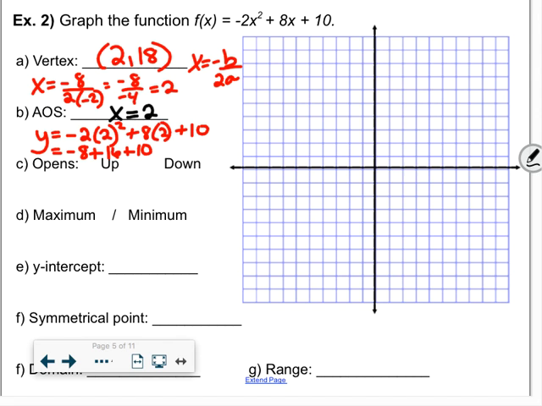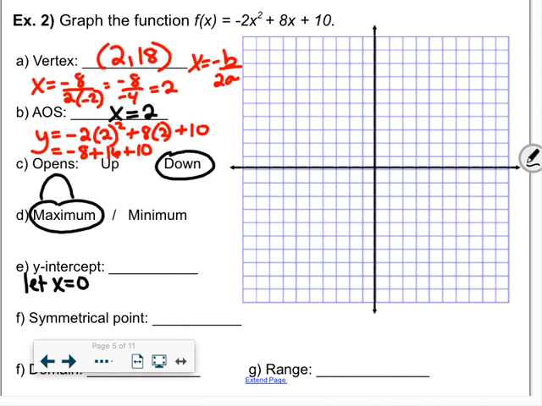So David, does this one open up or down? It's going to open down, and if it helps, make a little U that opens down. Theron, would this have a maximum or a minimum if it opens down? Maximum. It has a maximum. To do the y-intercept, you let x equal 0. The reason why is on the y-axis, you're not right or left anywhere.